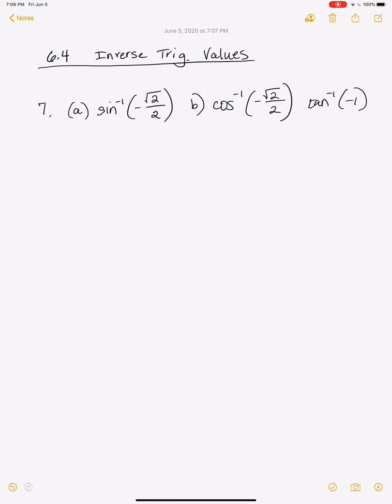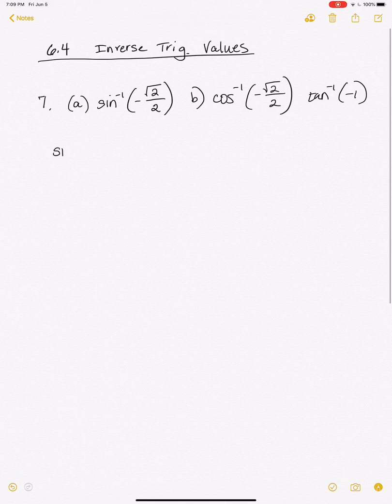Alright, I'm going to work number 7 from 6.4 just because I need to follow up with that first video. So that first video you should watch and understand what's happening with inverse trig functions. And the most important thing to remember there is in order to have an inverse, the function has to be 1 to 1. So we had to restrict our domains.